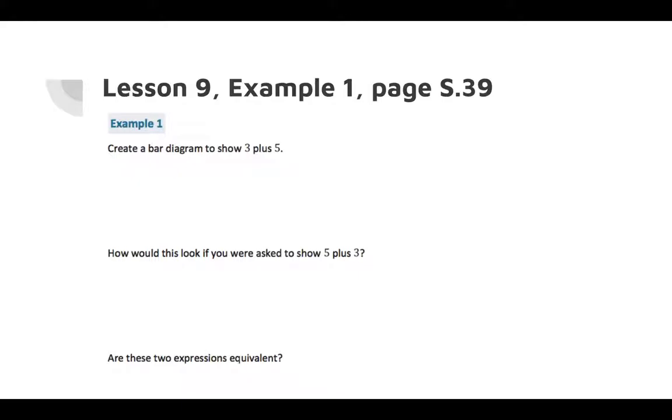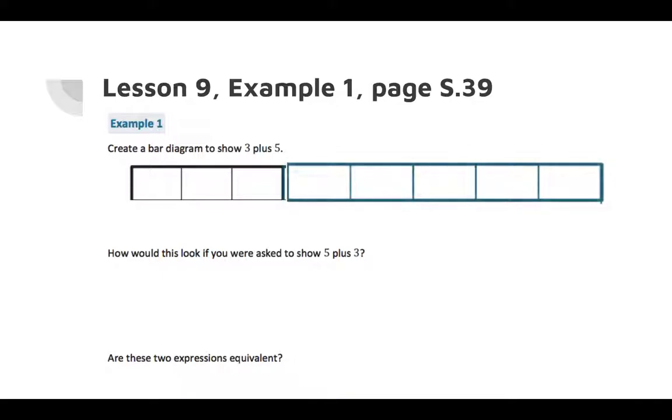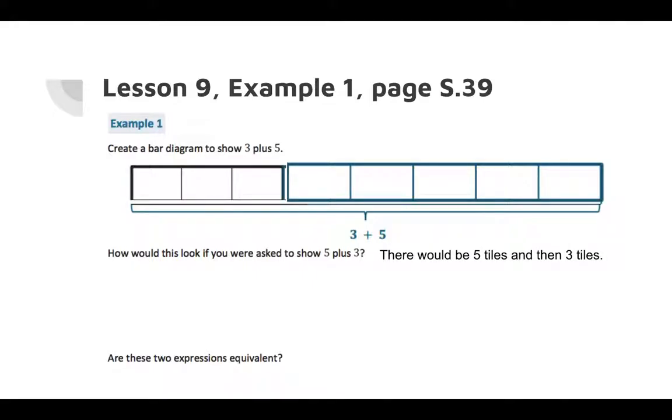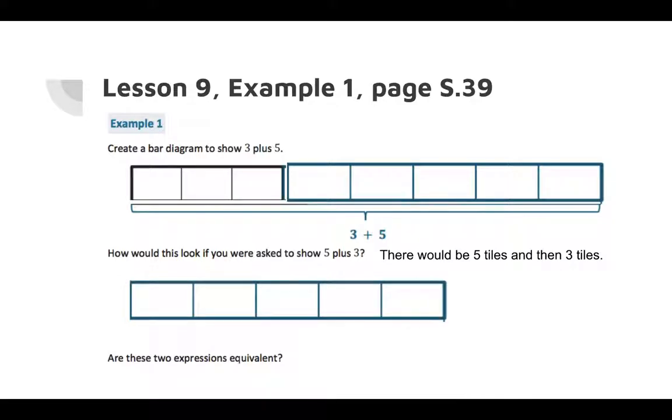Yes, our bar diagram comes back again. Create a bar diagram to show 3 plus 5. So I have 3 boxes, and I'm going to add 5. So that's 3 plus 5. Now, how would this look if you were asked to show 5 plus 3? There would be 5 tiles and then 3 tiles, right? So 5 tiles, then 3 tiles.